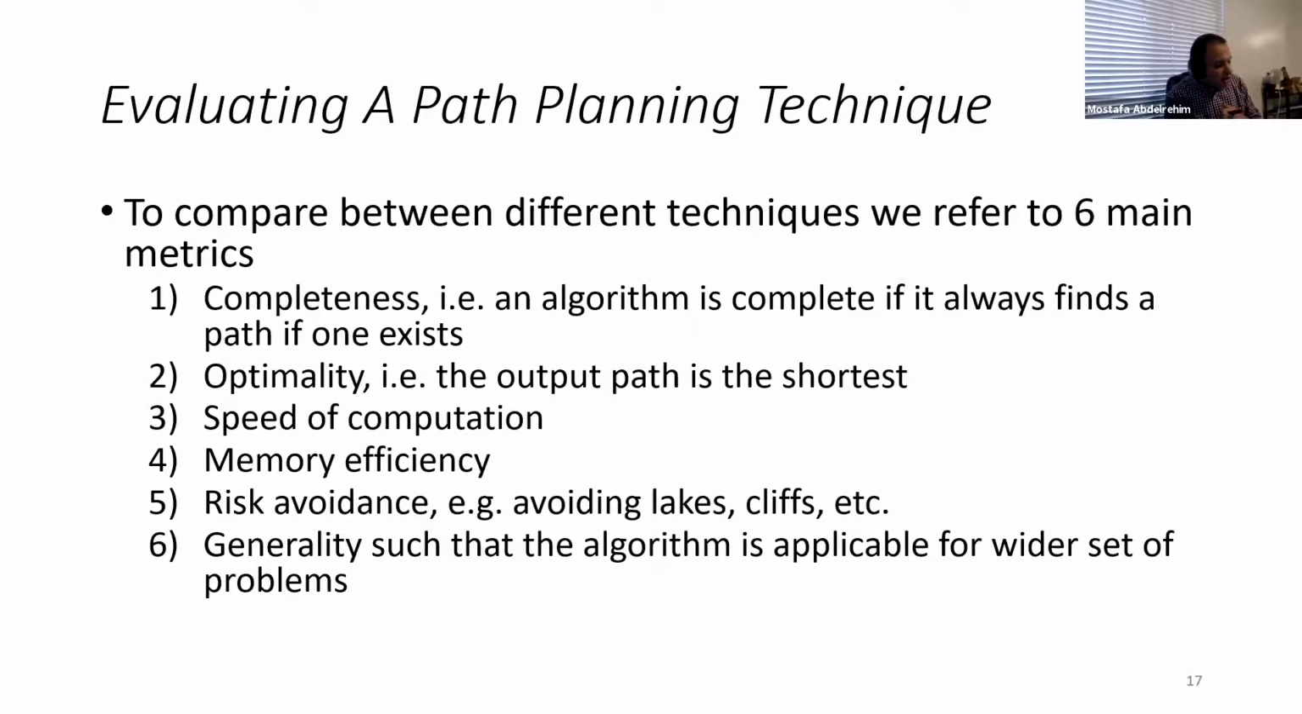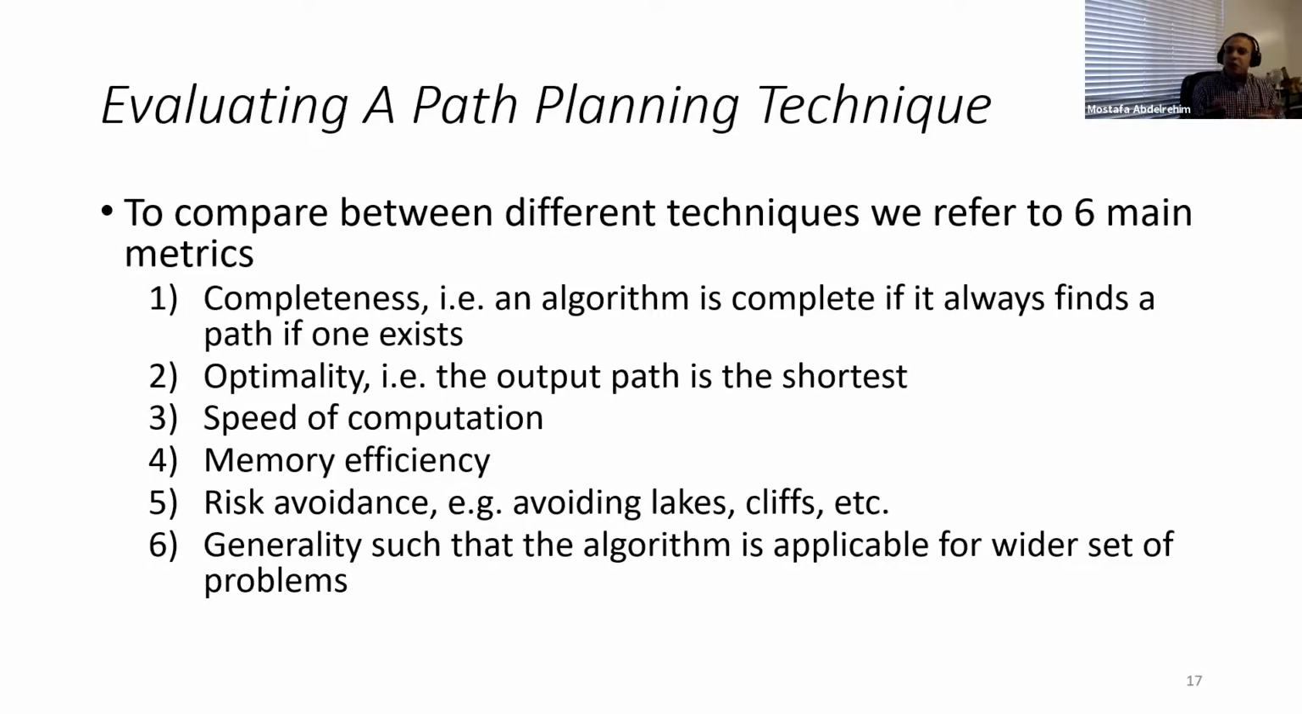The second criterion is optimality, which is judging the path that the algorithm returns for you. For example, the algorithm returns: move right, then move left, then move forward. If that path is the shortest path, then this is the optimal path.